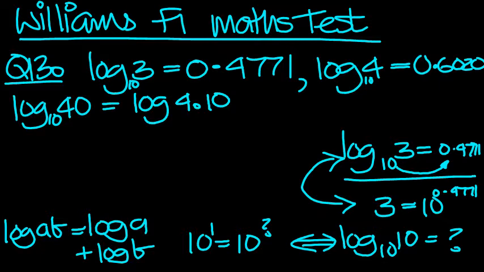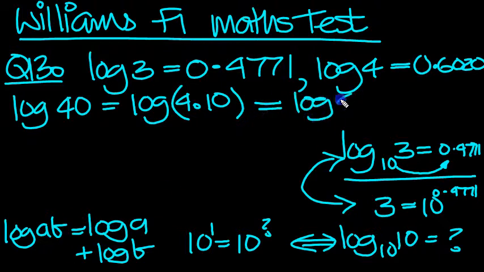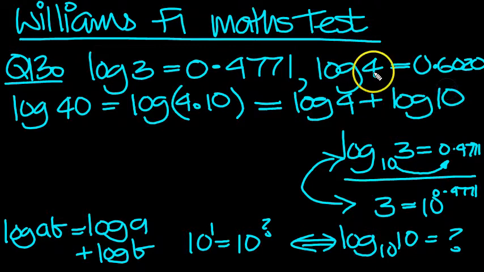I'm not going to write the base numbers in now because I've just emphasized that below. So let's just get rid of those and tidy the thing up. That was log 4, this is log 40, and we've got log 4 times 10. And times you add the logs, so this would be log 4 plus log 10. Log 4 is given above, 0.6020.